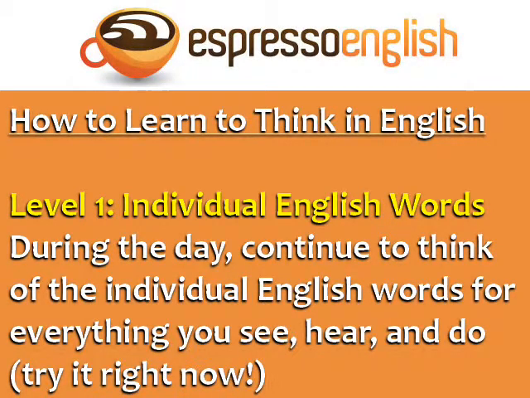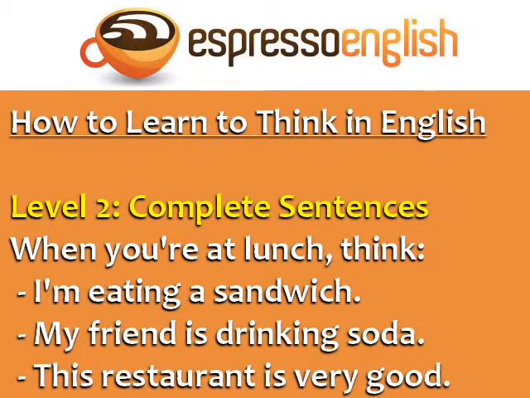Try this exercise right now. Look around you and think of all the English words you can. I'd imagine you can think of at least 10 words. Level 2 is thinking in complete English sentences. On this level, you think in complete phrases and sentences during the day.